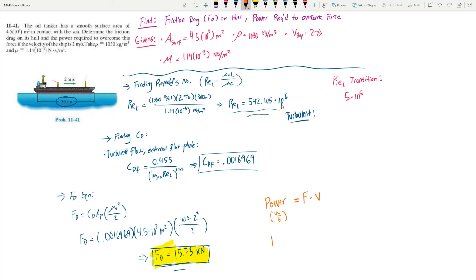And now to solve that, simply substitute our FD. So 15.73 kilonewtons times our velocity, which is 2 meters per second. So we'd have to convert this 15.73 kilonewtons into newtons. Doing that and multiplying that by 2, we obtain power. So we get a value of power that is 31.4615 kilowatts.